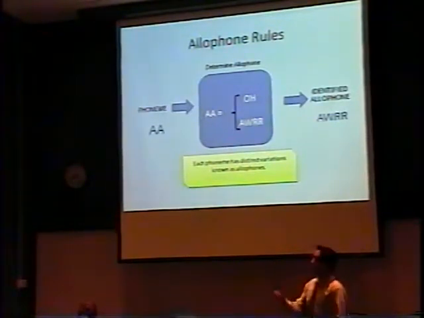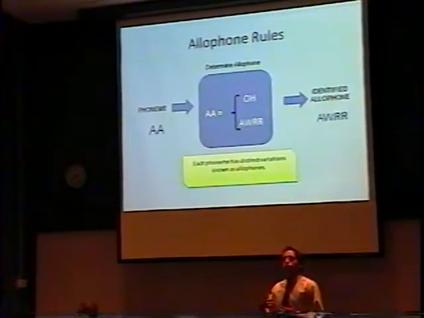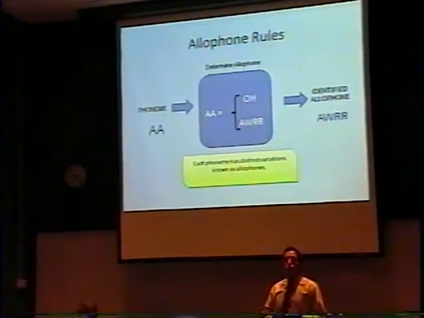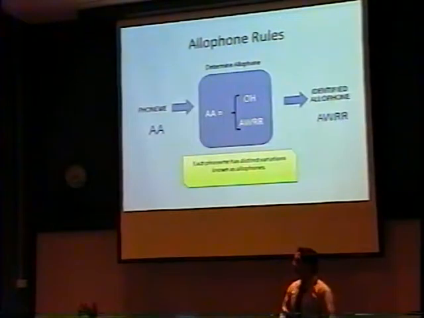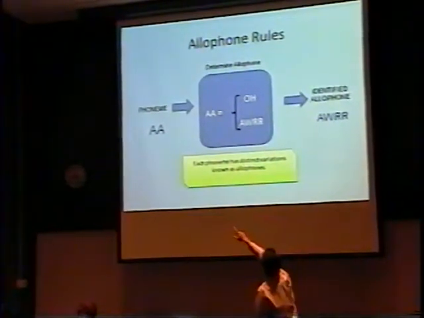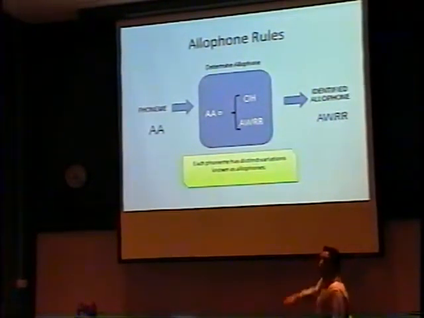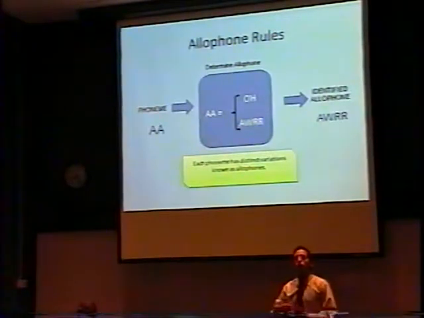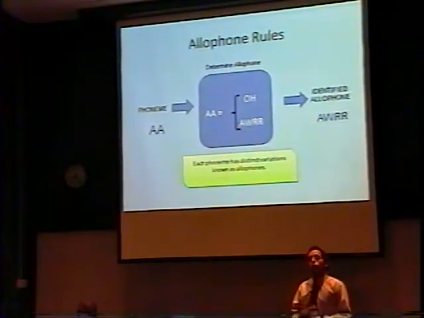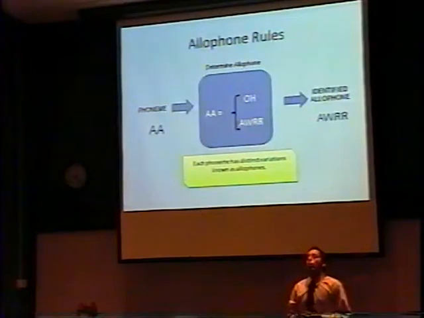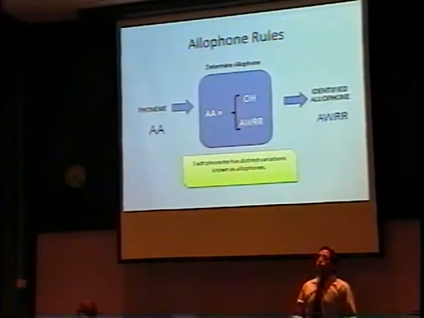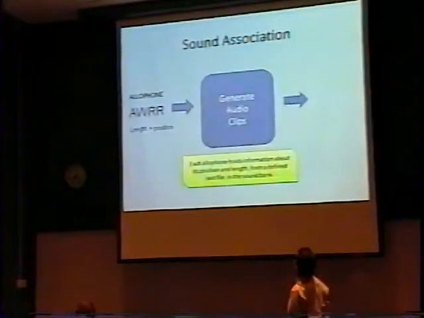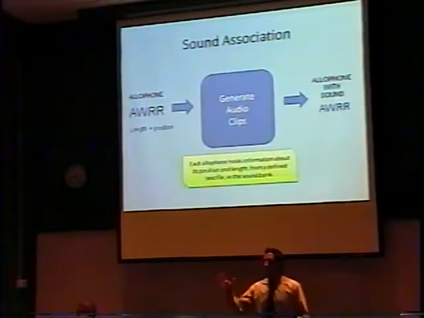determine the allophone. As Matthew mentioned, there's a lot of different variations of an allophone, of a phoneme, I'm sorry. As you can see, the AA could become two different options. So there's a set of rules that allow us to choose, based on the position or the location or the previous and next phonemes, what is the correct allophone. Okay, now we have an allophone.